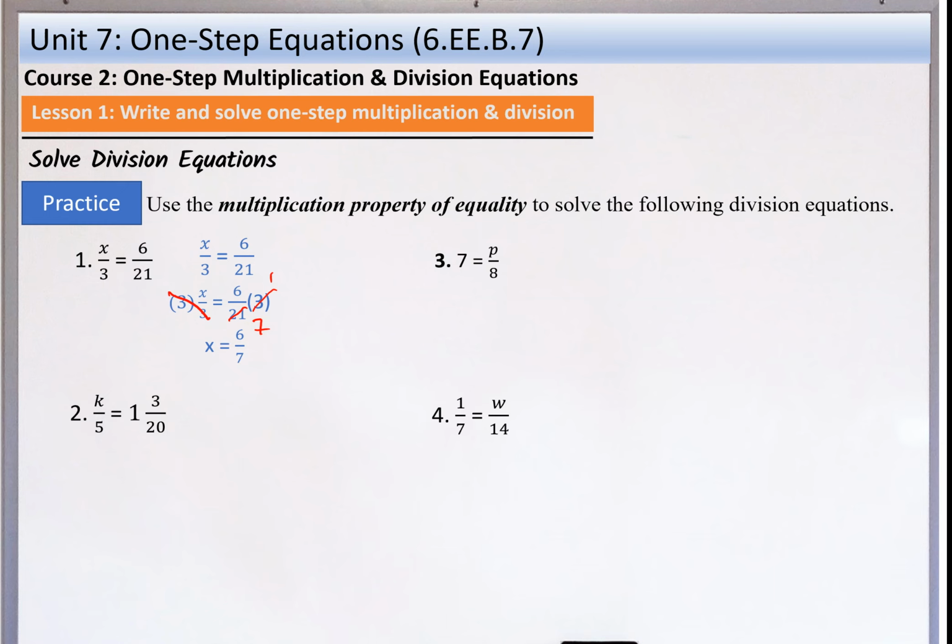Now, I'm not sure if I have a knowledge check here, but I'm going to handwrite it. Do that one for me, please. And give me your answer as a decimal.